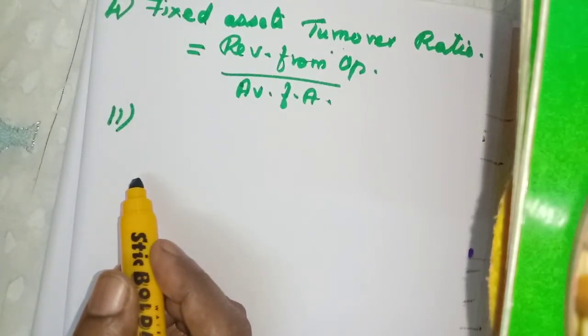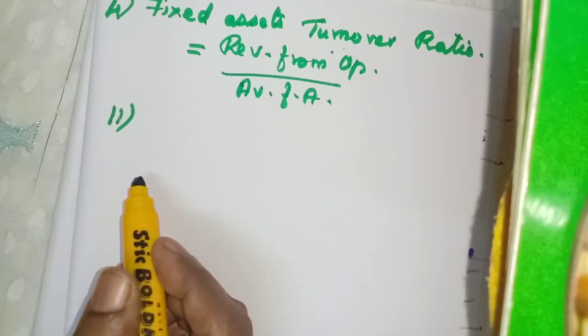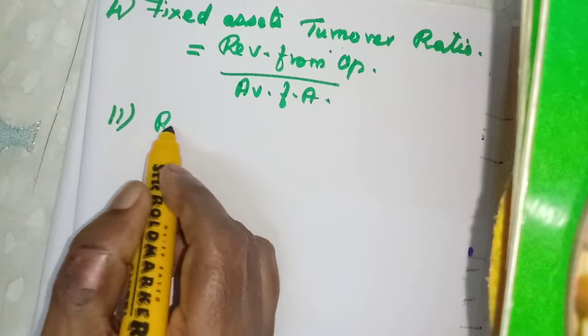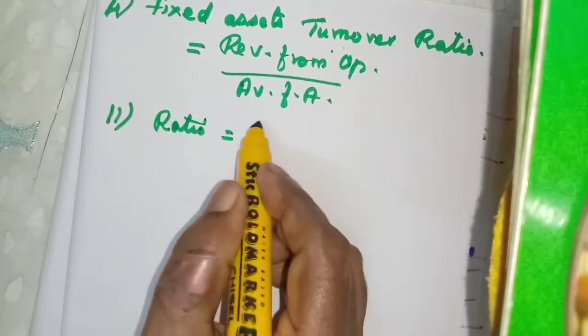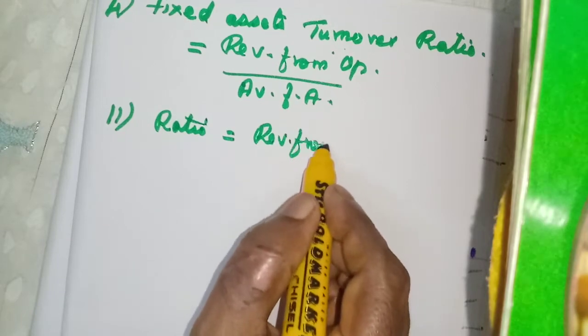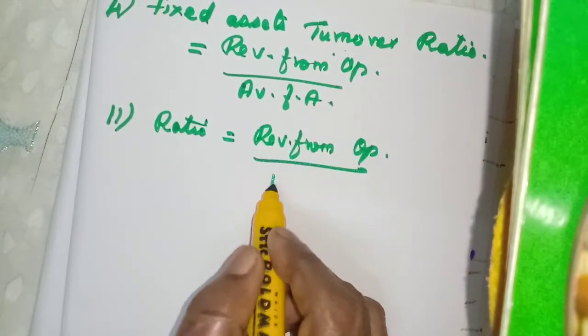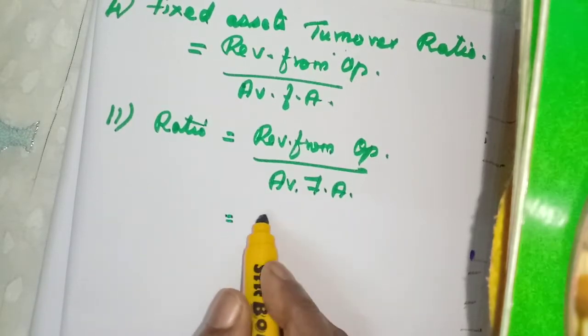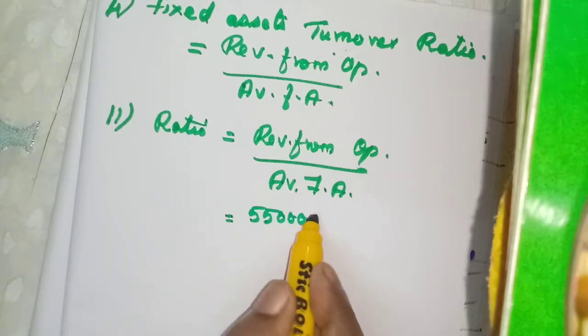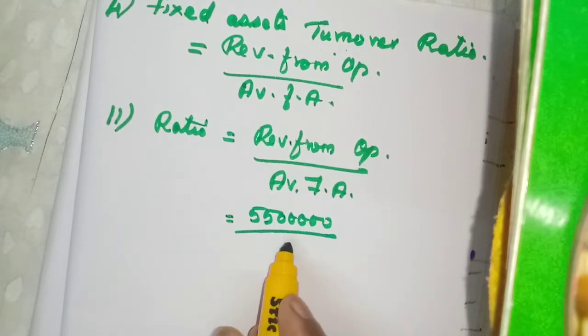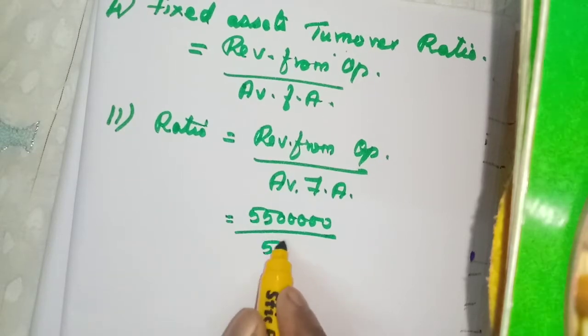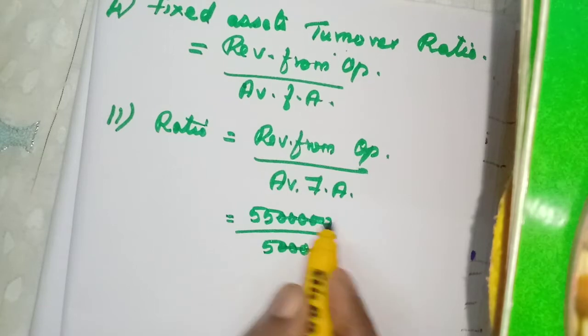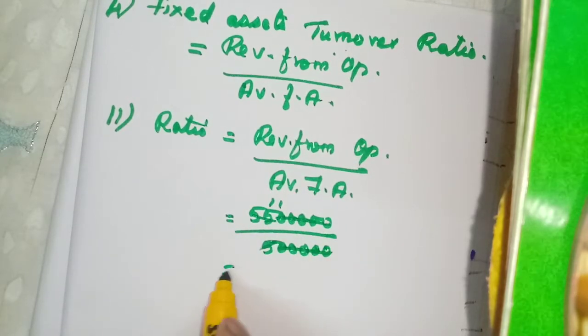From the following information of Geeta Limited, calculate fixed assets turnover ratio. Revenue from operation 55 lakh, fixed assets 5 lakh. So the ratio, you have to write fully: fixed assets turnover ratio is revenue from operation divided by average fixed assets. Revenue from operation 55 lakh. Average fixed assets: here only closing fixed assets are given, so write only that one. 55 divided by 5 is 11, isn't it? So 11 times.